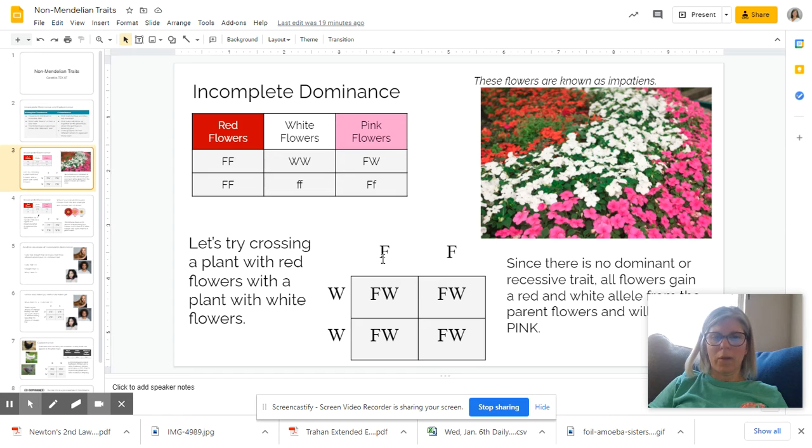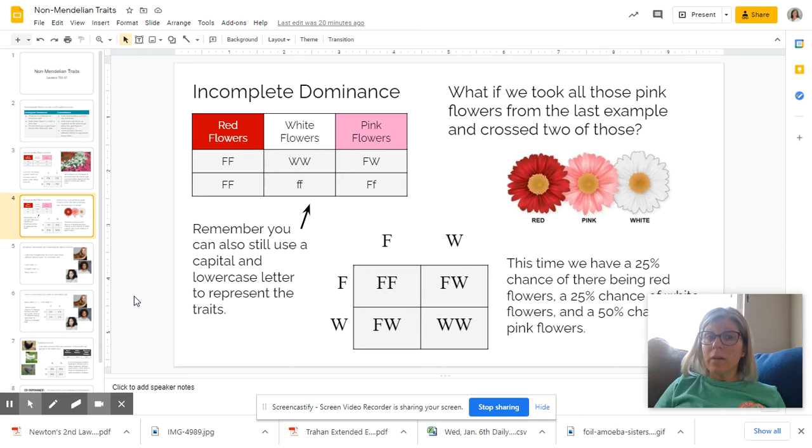So let's say we were going to cross a red flower with a white flower. Okay, and so we have Fs to represent the red flowers, and we have Ws to represent the white. Notice when we cross these, you get an F and a W in every one of your Punnett squares. And so what this tells us is we have a 100% chance that all of the flowers will end up being pink, because you get one allele from each of the parent flowers. So you get one red allele, one white allele, and that means all of your offspring flowers would end up being pink.